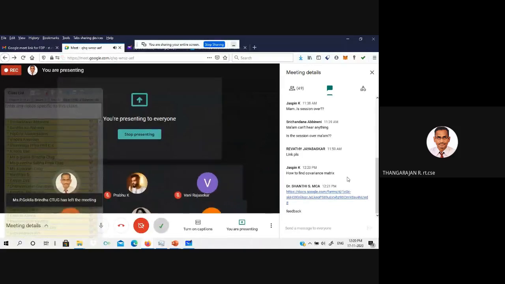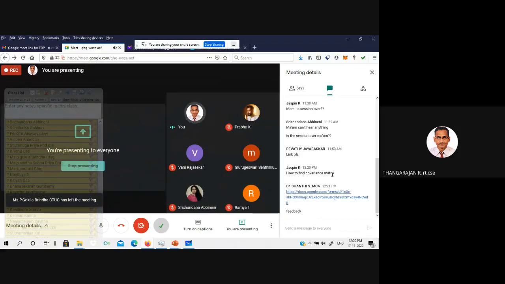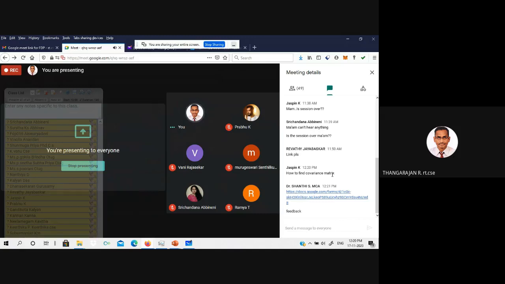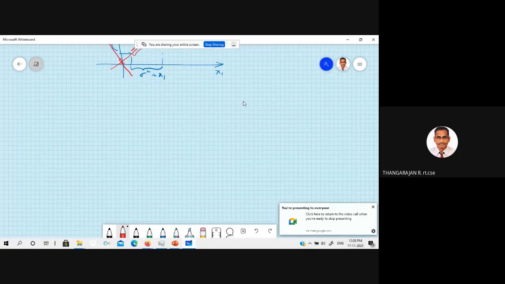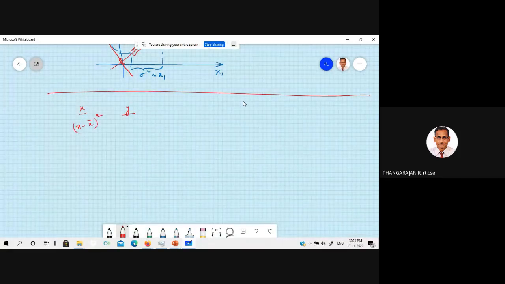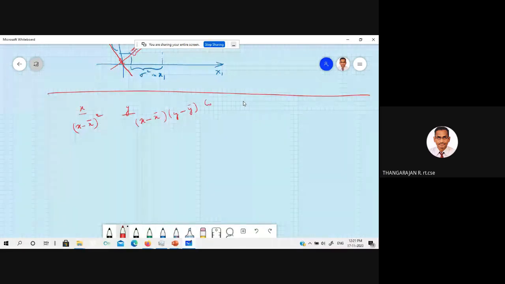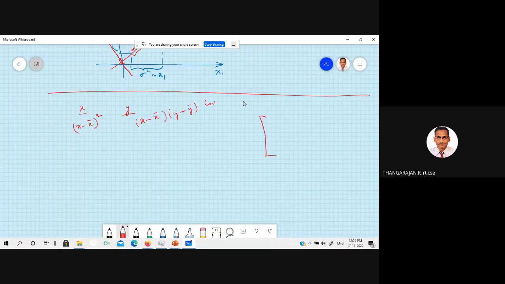How to find the covariance matrix? Covariance matrix is actually very simple. You should know what covariance is. Say there are two variables, x and y. If I do x minus x bar whole square, it is variance. But if I do x minus x bar into y minus y bar, it is covariance. So the covariance matrix will be something like this.